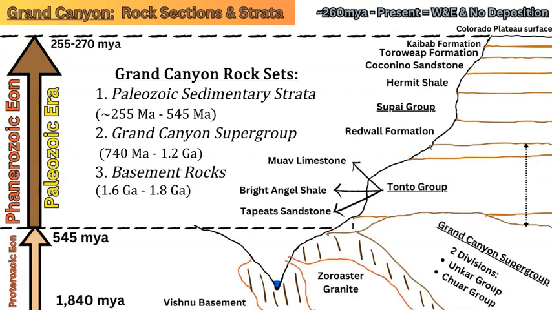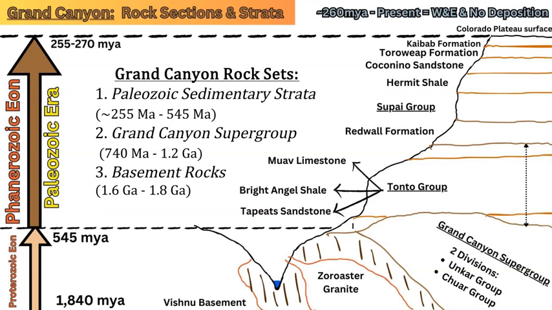The Grand Canyon has three main divisions of rocks, or sets of rocks. The first one is the basement rocks, which are the oldest. Then we have the second oldest, which is the Grand Canyon Supergroup. And then we have the third and most recent, the youngest, which is the Paleozoic era sedimentary rock strata, which is the majority of the canyon wall when you look into the canyon itself.